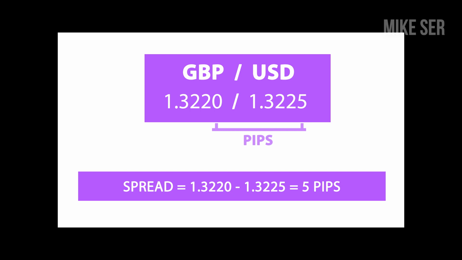Now typically most currency pairs go out to 4 decimal places. The only exception is the Japanese yen pairs, which only have 2 decimal places. Now let's talk about how we measure the size of a currency position.